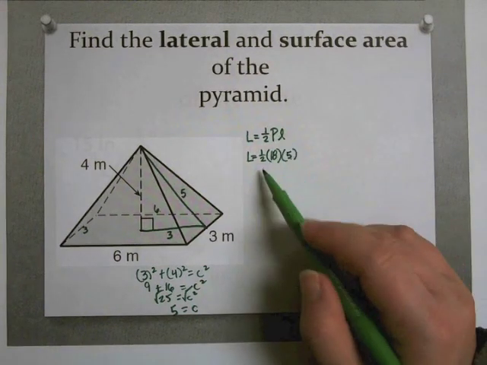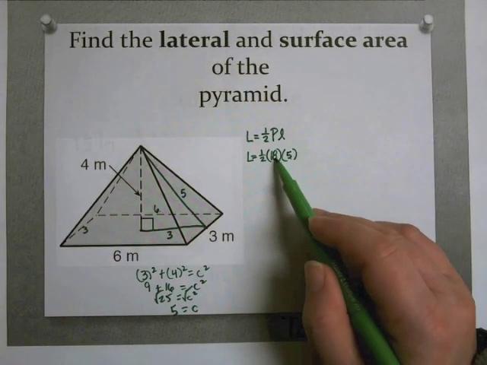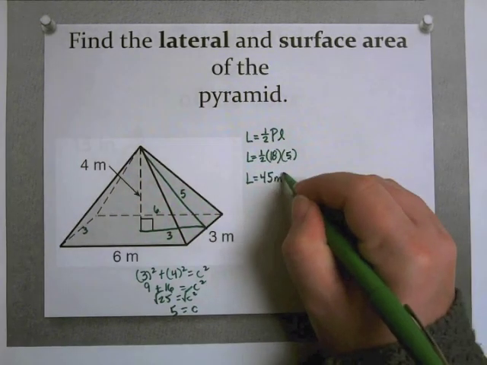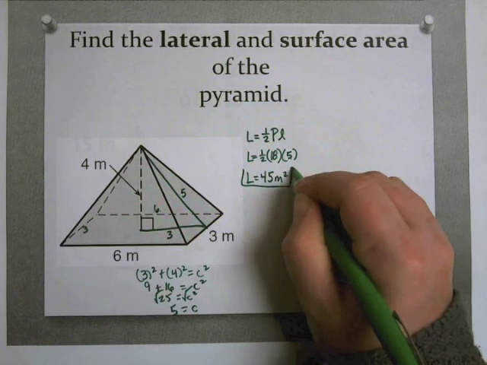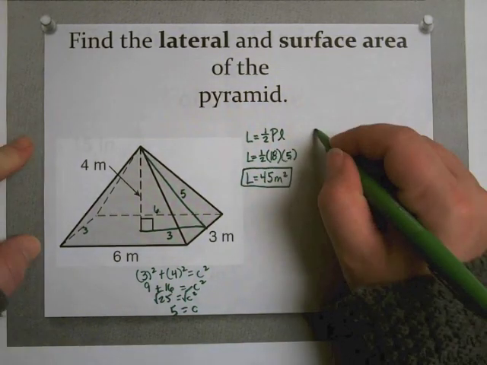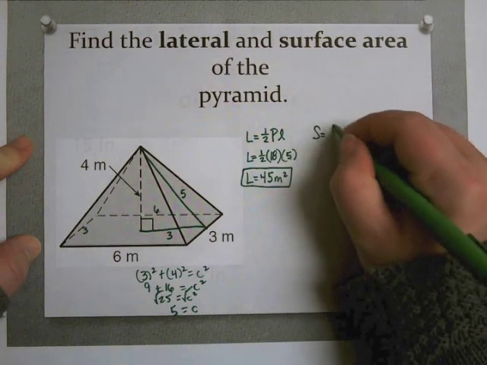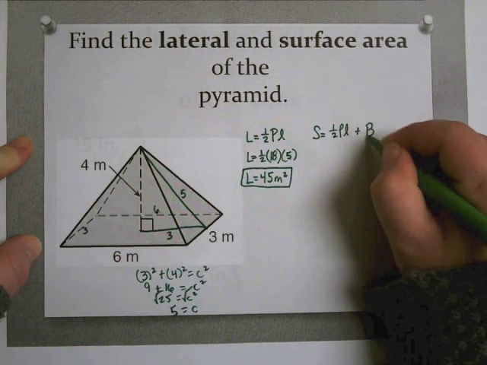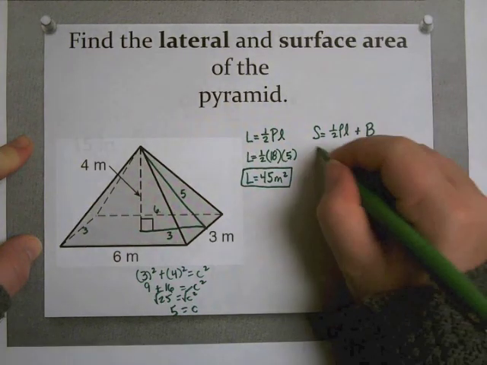So we plug 5 in for our slant height. 1/2 of 18 is 9. 9 times 5 is 45. So it'd be 45 meters squared for our lateral area. Now, we also have to add for our surface area. Remember, it's 1/2 PL, so our lateral area plus the big B, which is the area of our base. We already know what this first part is.